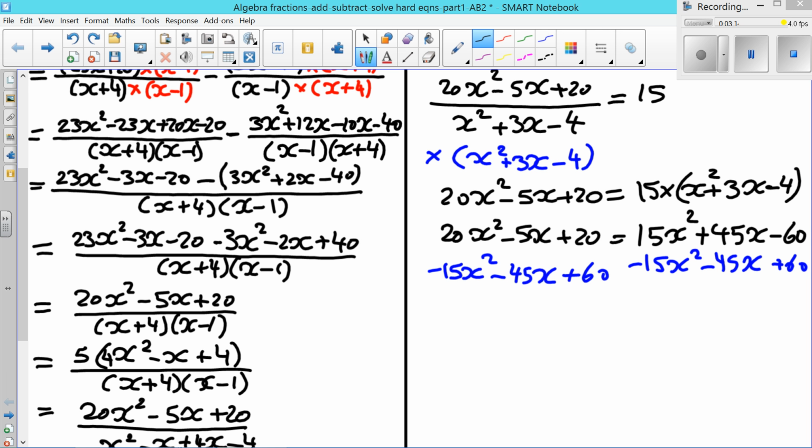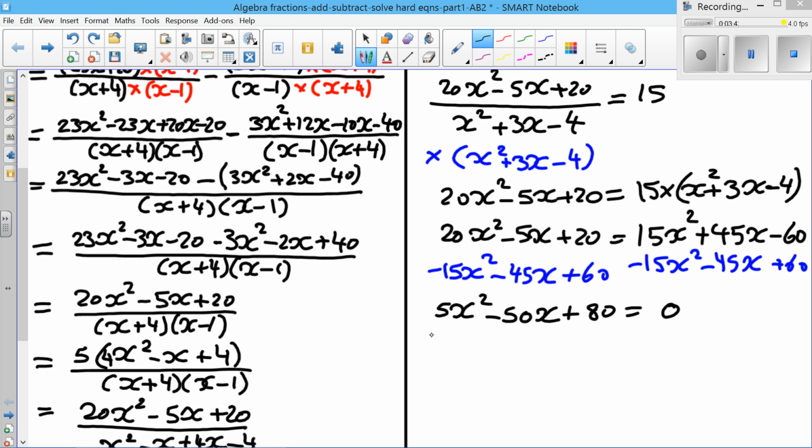So the left hand side of the equation now becomes 20x squared minus 15x squared is 5x squared, and minus 5x and minus 45x gives me minus 50x, and plus 20 and plus 60 is plus 80 on the left hand side of the equals. On the right hand side of the equals, all the terms are cancelled out and I get 0.